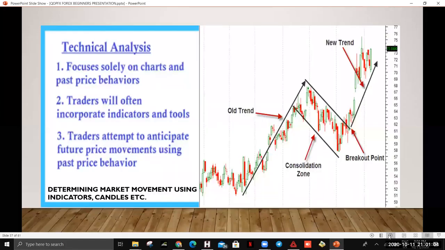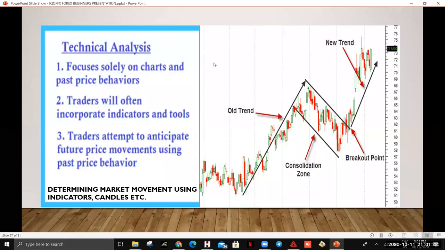Now, the types of Forex analysis, we did this yesterday: technical analysis, fundamentals, and sentimental. Technical analysis focuses solely on charts and past price behavior. In Forex trading, anything that happened in the past will always repeat itself in the present. So when traders say, I'm expecting price to come back here, they've seen that price has gotten to that place before in the past. So there's a tendency that it's going to come down before it continues in its direction. Traders will often incorporate indicators or tools.